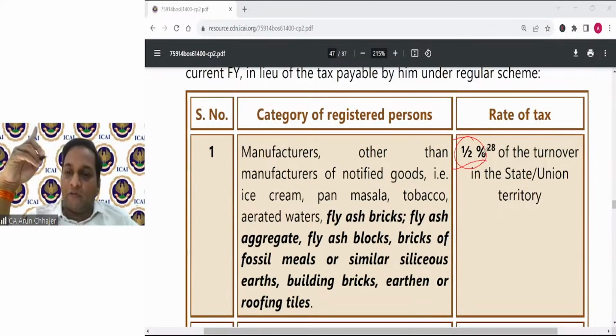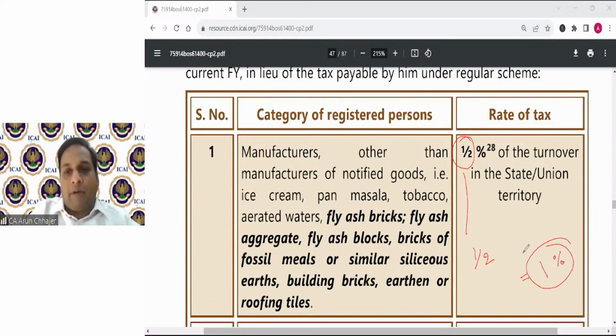Very correct. Very correct. Half, because we are reading the provision of CGST rule. We are reading the rule 7 of the CGST rules. So equal amount will be added on account of the SGST rule. So the total would be 1%.